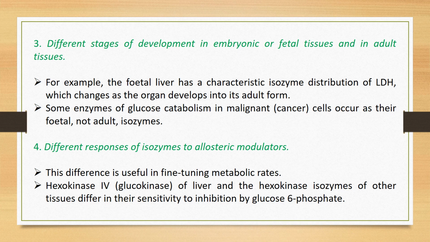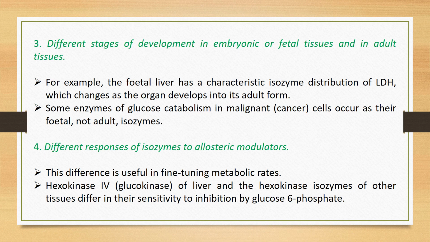Number 3, this is very important. According to the stages of development, from the embryonic to the fetal tissue and gradually toward the adult tissue, the pattern of isoenzymes may differ. Some isoenzymes may be present in the embryonic and fetal tissue and completely absent in the adult one. They completely change in the adult form. The isoenzyme is completely another one.